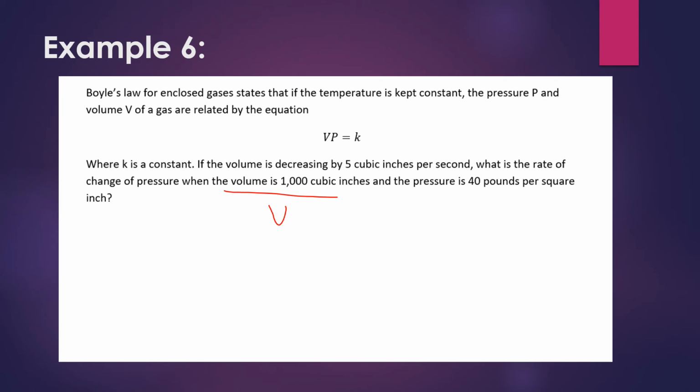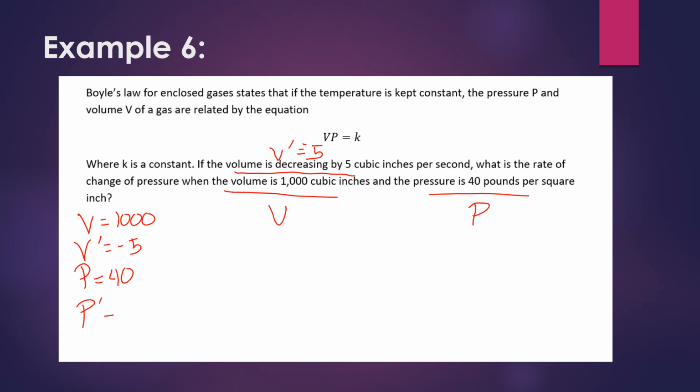So our volume is 1,000, our pressure is 40, and our volume is changing. So our V prime is 5, and they're asking us to find P prime. So V is 1,000, V prime is -5 because it's decreasing. P is going to be 40, and then P prime is what we want. It's unknown.